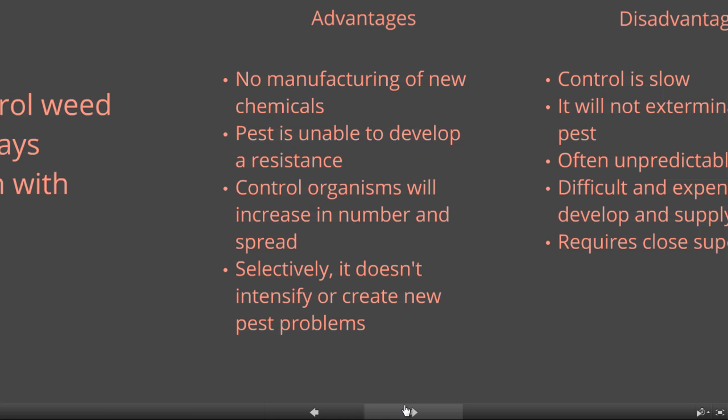Some of the advantages of this: you obviously don't need to introduce chemicals to an area. You don't build up a resistance, so the pests don't become resistant by using biological controls. Control organisms will increase in number and spread, so you can start with a small sample, a small starting point, and according to the number of things that they're trying to predate, their numbers will increase. And it's selective; it doesn't intensify or create new pest problems, or it shouldn't.